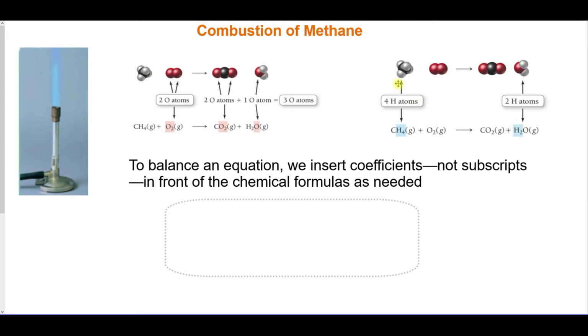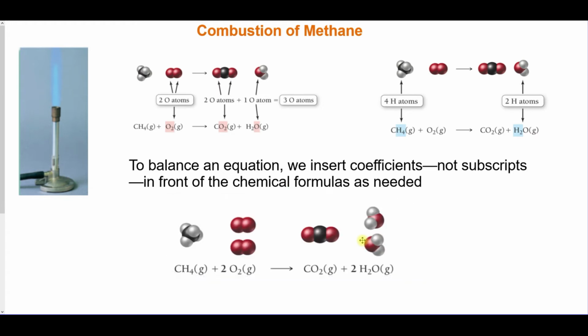We also have 4 hydrogen atoms in the reactants and only 2 in the products. So we're going to put coefficients to make this balanced. If we put a 2 in front of the oxygen, now we have 2 of these, so we have 1, 2, 3, 4 oxygen atoms.